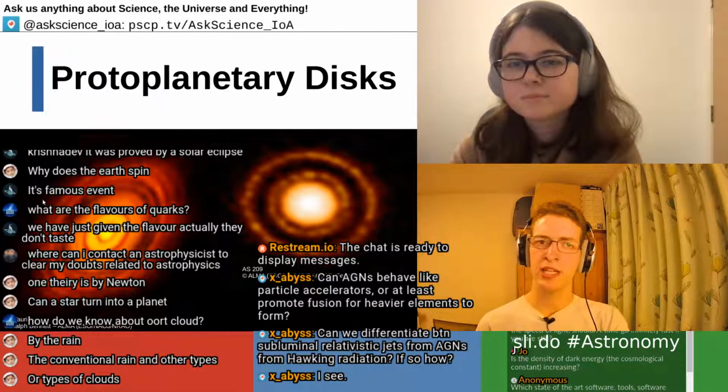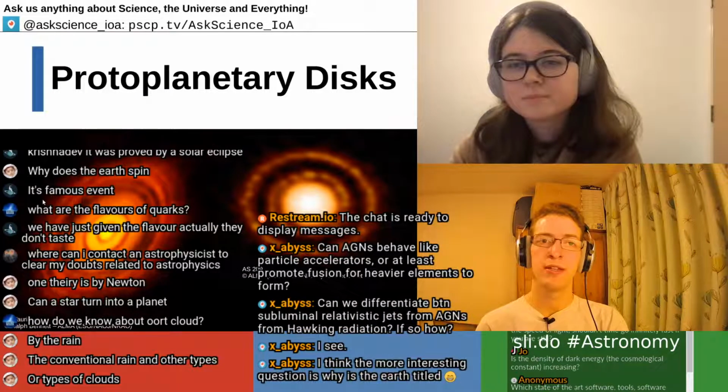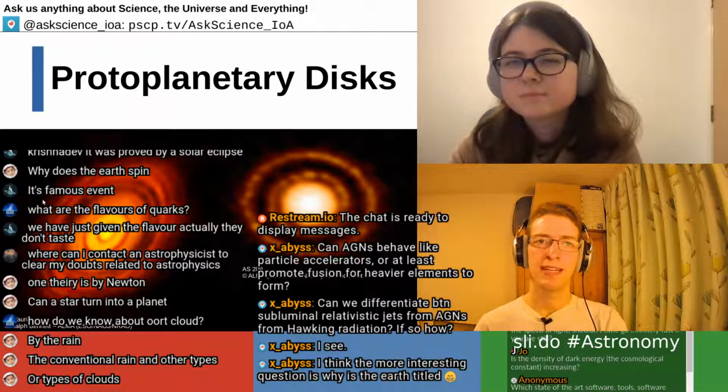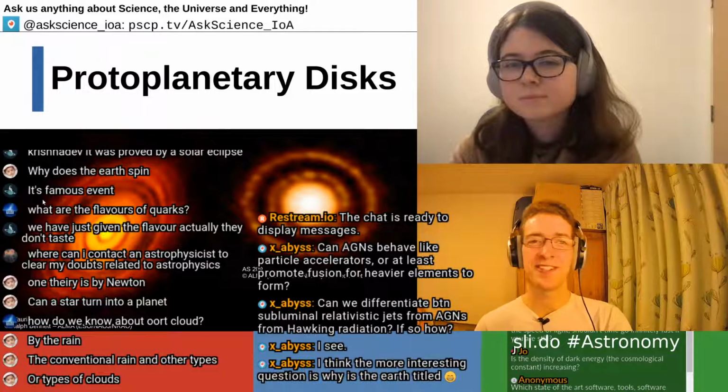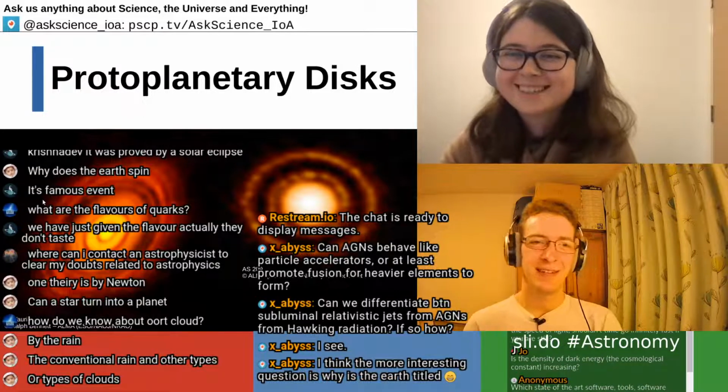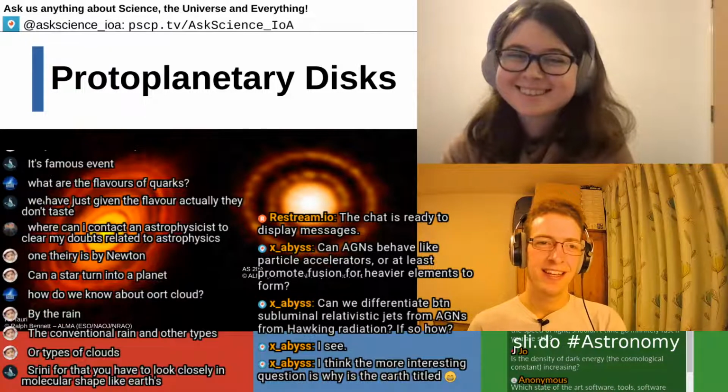I think they're actually slowing down by a really, really small amount. But don't worry, Earth is not going to stop rotating anytime soon. But yeah. Oh, why is the Earth tilted?